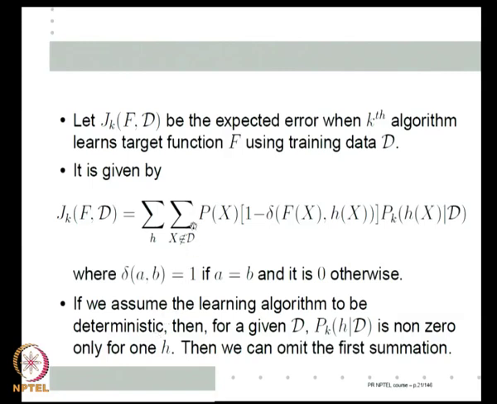So, on an x, the probability that the classifier learnt with the kth algorithm will say h of x is this, and this is the error of saying h of x, 1 minus delta of f(x) and h(x), weighted by the probability of x. That is my error, summed over all x not in the training set, and I have to sum over h because of this probability. As I just now said, if the learning algorithm is deterministic, for only one h this is non-zero, hence effectively the outer summation will reduce to only one h.